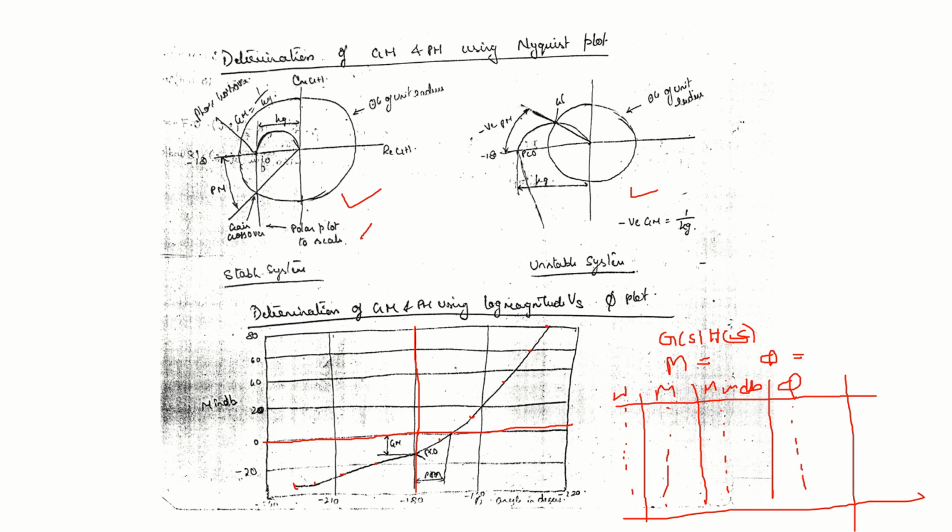Where this plot crosses the 0 dB line, this is the gain crossover. Then find the phase margin. Where it cuts the minus 180 degree line, this is the phase crossover, and measure this value, you will get the gain margin. This is called the log magnitude versus phase angle plot.